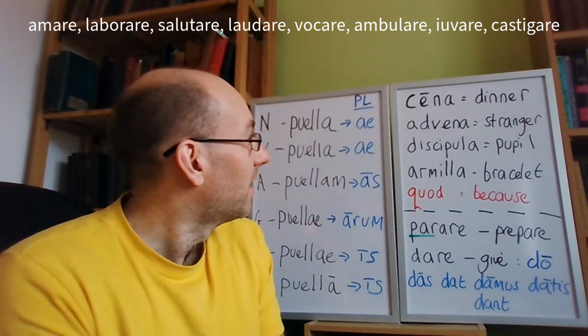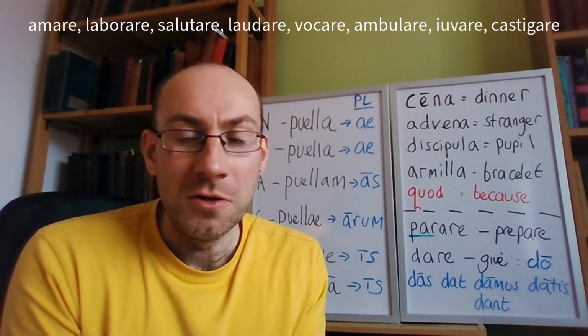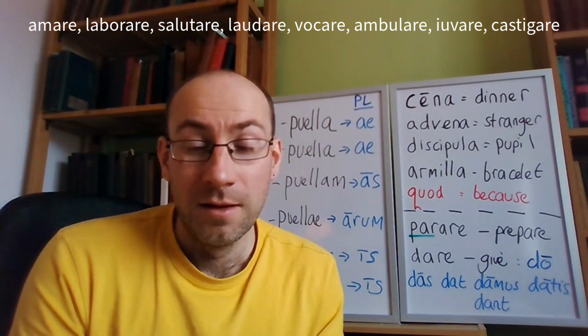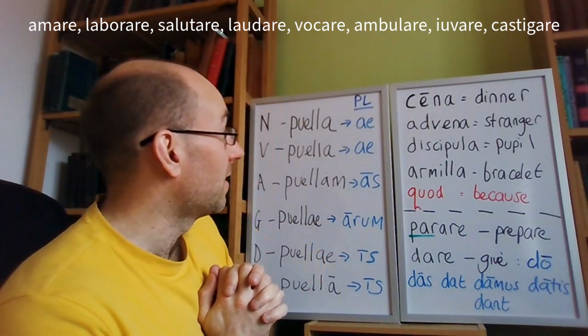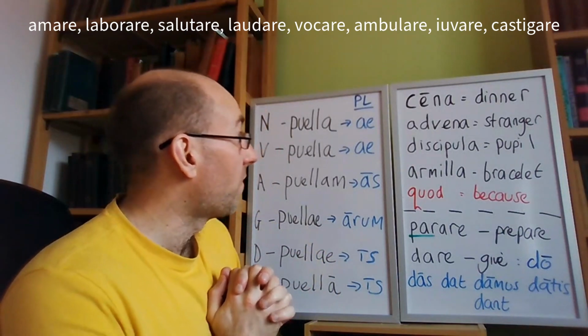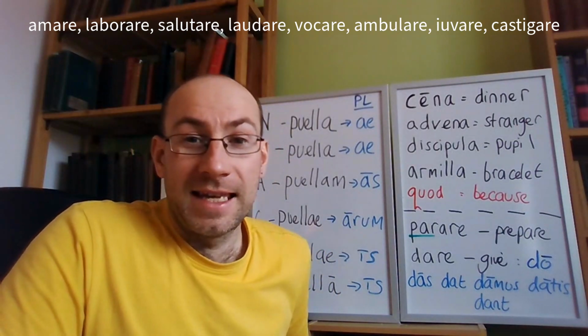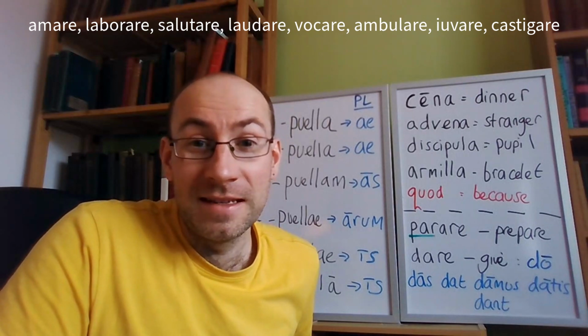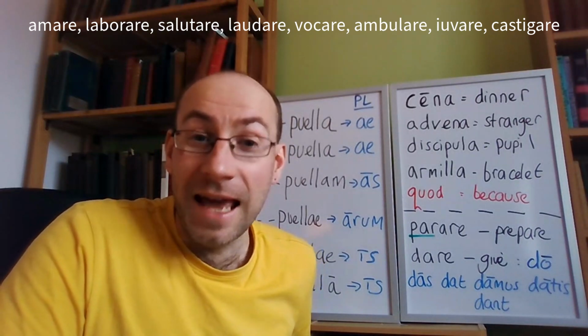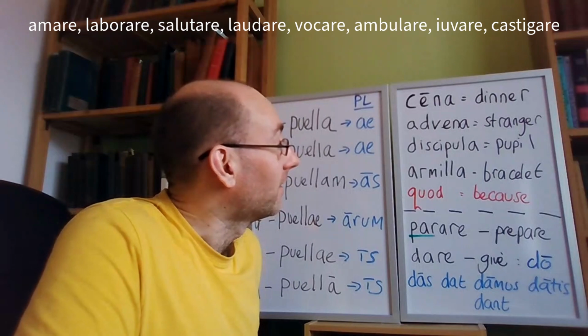Okay. Let's introduce some new words. Still first declension, ending in a. What have we got? This is the second whiteboard. We have cena. Cena is the dinner, the last meal of the day, the evening meal. Cena.